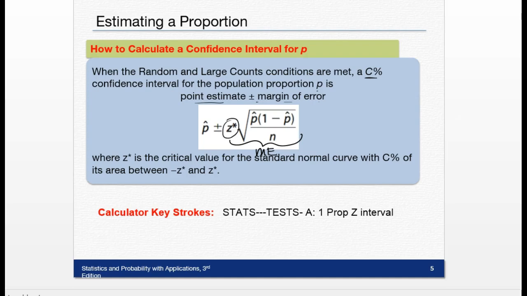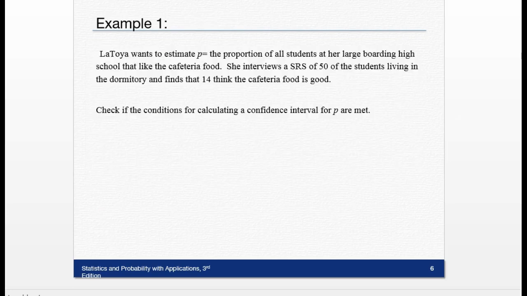In your calculator, you're going to want to know these keystrokes. So write them down. I'm going to show you how to use them on the next slide. You're going to go to stats, then over to tests, and there's a lot of tests in there. You want test A, which says a 1 proportion Z interval. Okay, so let's look at some examples.